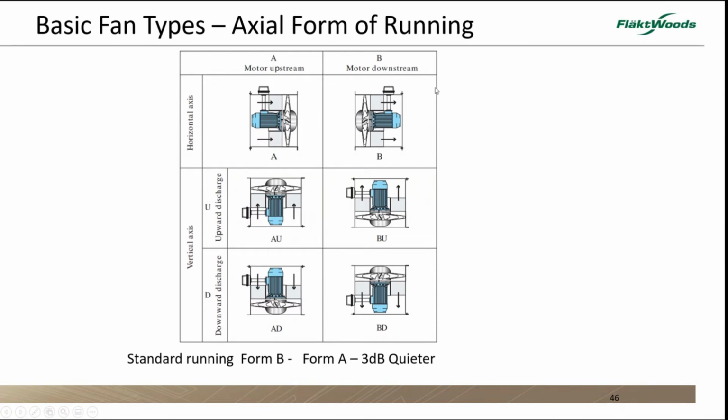Okay. Form B is on average about 3 dB quieter, and that makes sense because there's no turbulence created when the air goes over the mounting to get to the impeller. It would be form A up, A down, B up, B down. So once you memorize that, and it's worth knowing, that is an important thing to say. There is a difference in the construction sometimes if we have a vertical fan compared to a horizontal fan.